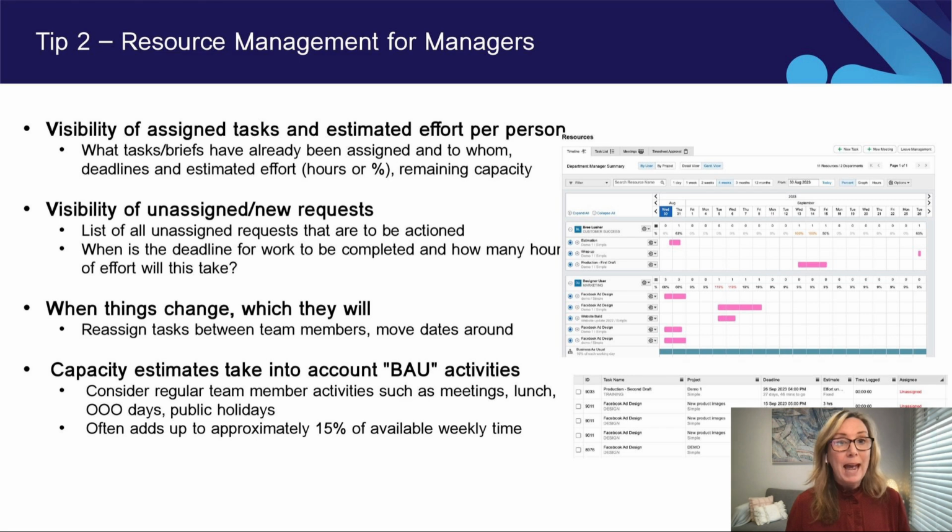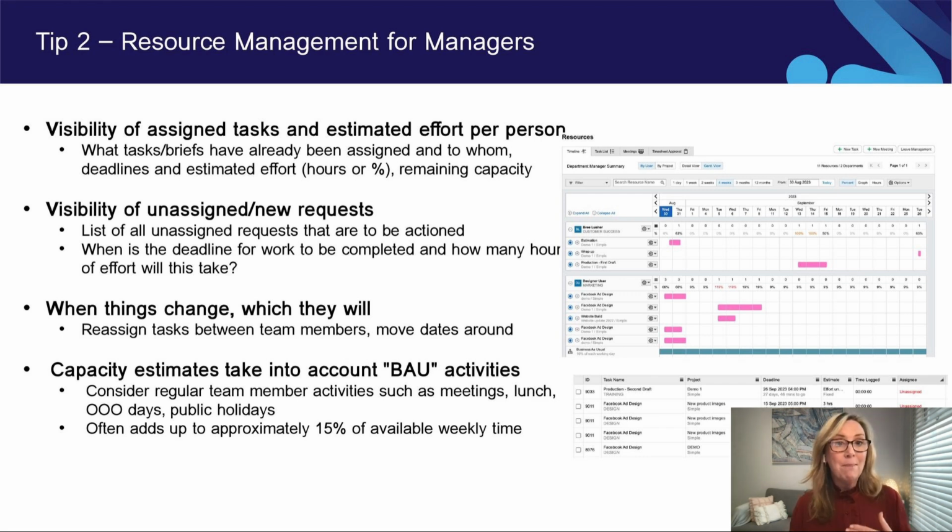So things that you want to be able to look at as a traffic manager is a visibility of the assigned tasks and the estimated effort per person. So what we're talking about there is, what tasks or briefs have I already assigned to somebody and who have I assigned it to? What's the deadlines for those tasks? And if possible, what's the estimated effort that might be in hours or percentage of their time that these tasks are going to take them, so I can see what their remaining capacity is.